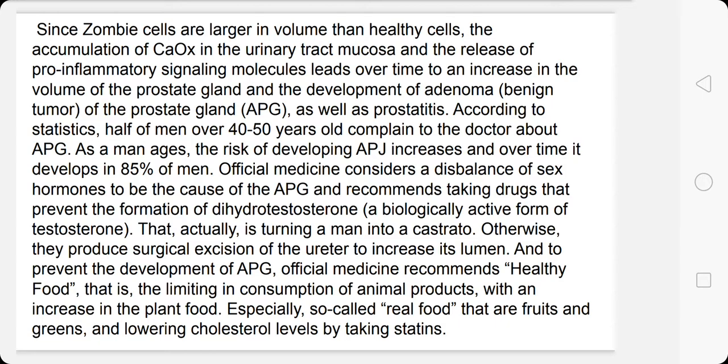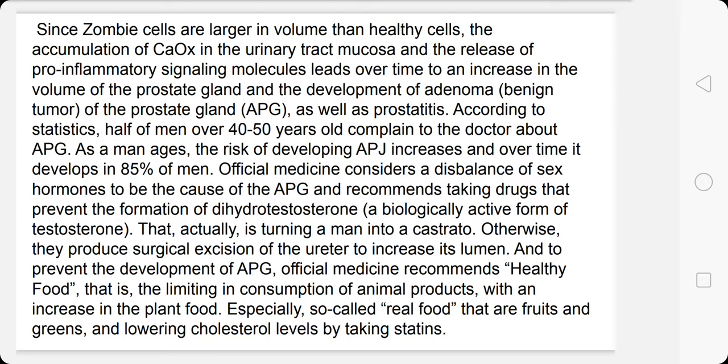As a man ages, the risk of development of this adenoma increases, and over time it develops in 85% of men. Official medicine considers a disbalance of sex hormones to be the cause of this adenoma, and recommends taking drugs that prevent formation of dihydrotestosterone, which is a biologically active form of testosterone. Actually, taking such drugs is turning a man into a castrate. This is not nice at all, so it is a very hard problem, and nobody thinks that the cause of this problem is accumulation of calcium oxalate.